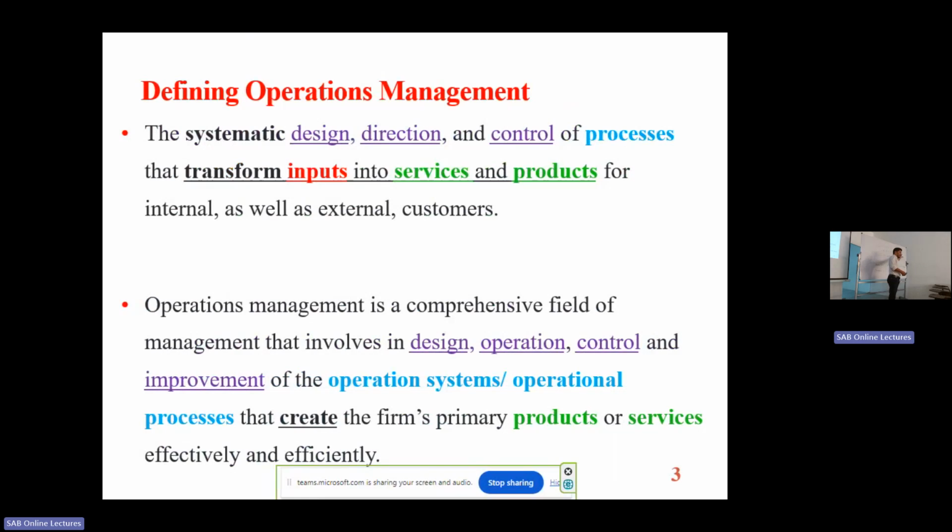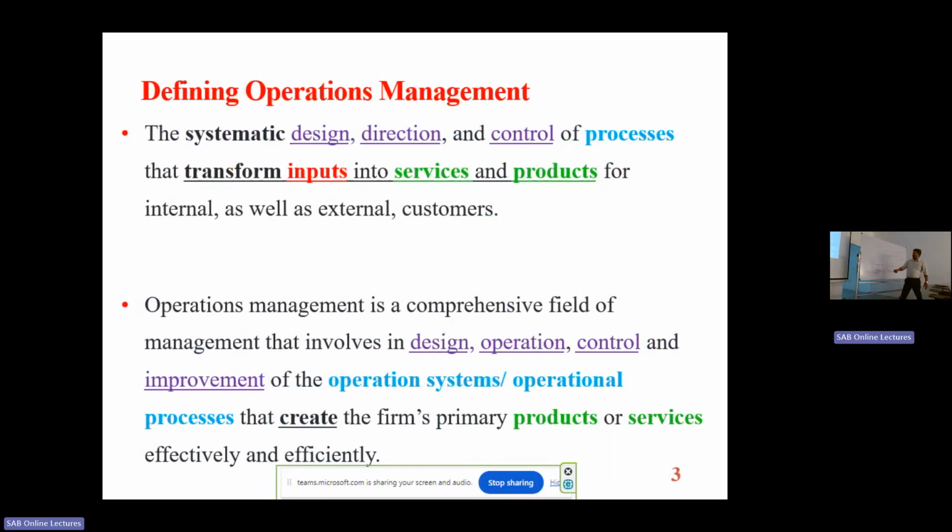Like marketing management, HR management, financial management, we have operations management in businesses. In business education, we have this subject. Now, broadly, operations management is defined as this. There are different definitions, and you may see similar concepts here.